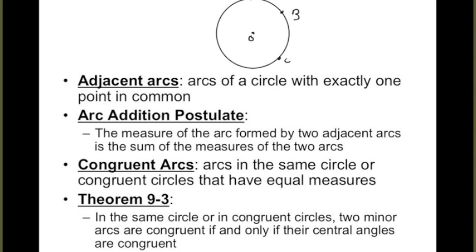So from our picture, I would say arc AB and arc BC would be adjacent arcs. They're right next to each other, they share point B, but nothing else. They don't overlap each other at all.